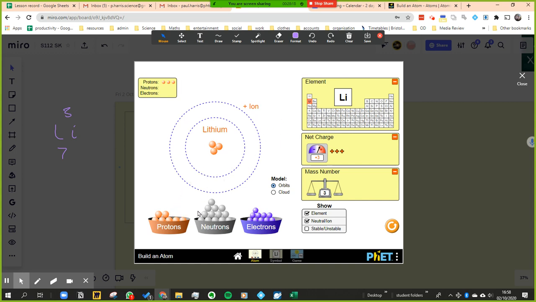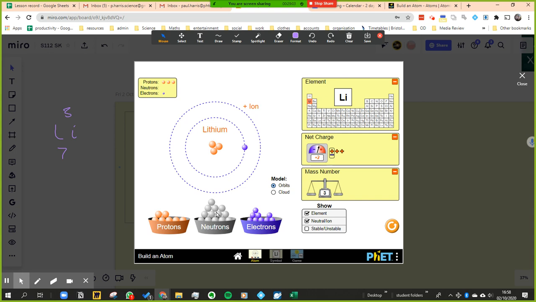So this is lithium. Now notice the mass number has changed to 3 when I added the 3 protons, and the net charge changed to 3. So it's a mass number of 3, and I'm trying to make a mass number of 7. We've already discovered that I can't add more protons because that will no longer be lithium. I need to make lithium with a mass number of 7, so I've got to add something else. If I add an electron, that didn't change the mass number. It did change the net charge. We'll come back to that.